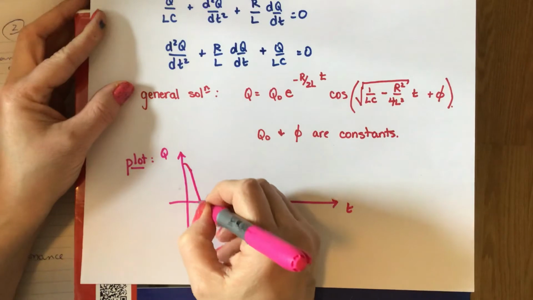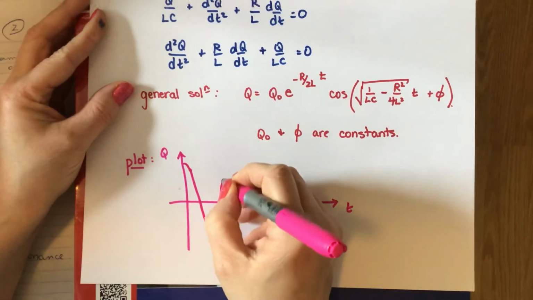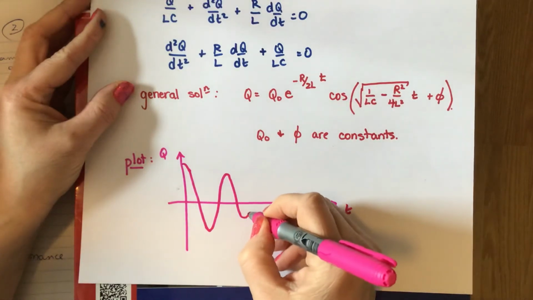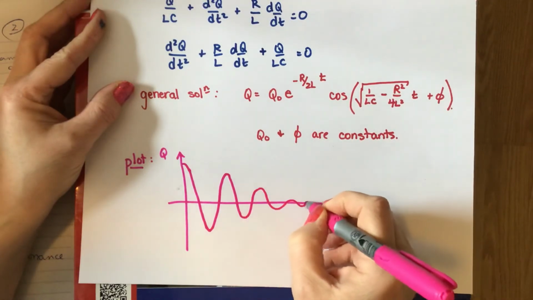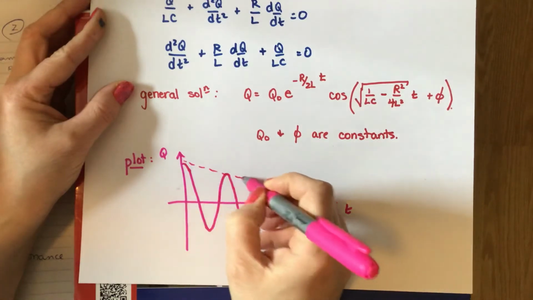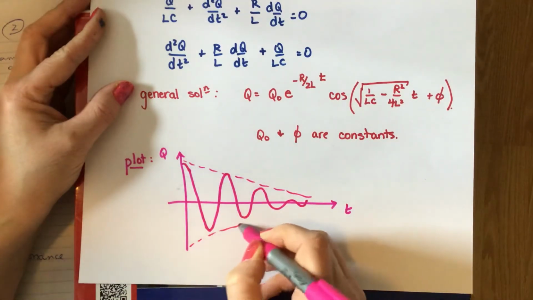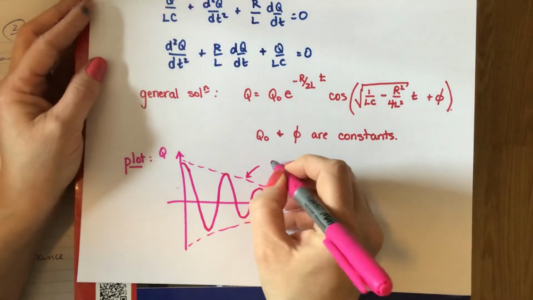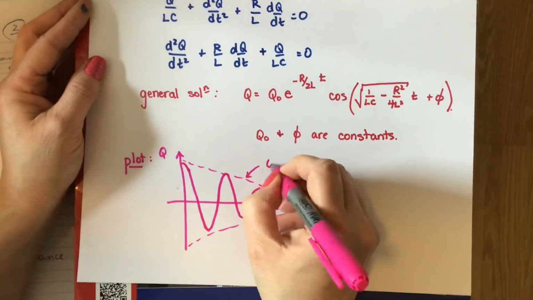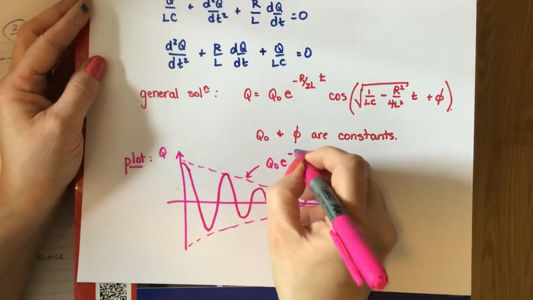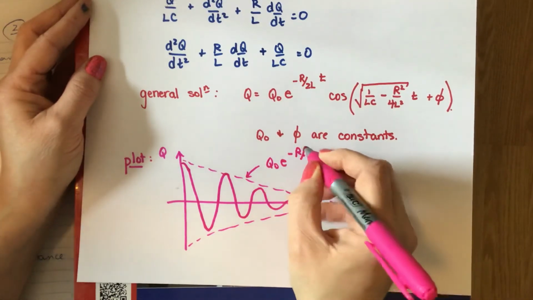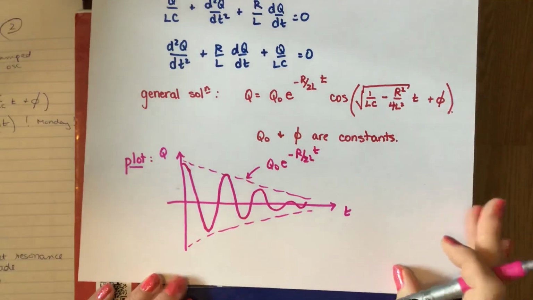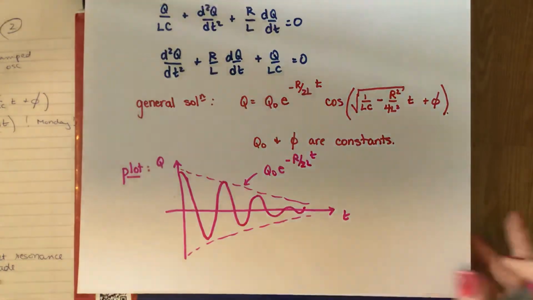So your plot would show an oscillation that gets smaller over time, and also your omega would change a little bit. So your oscillation would be something like this, where this dotted line right here is the envelope of the oscillation. This part right here is equal to Q0 e to the minus R over 2L times t. It shows it dies off over time. So that's one thing that's a little bit interesting.